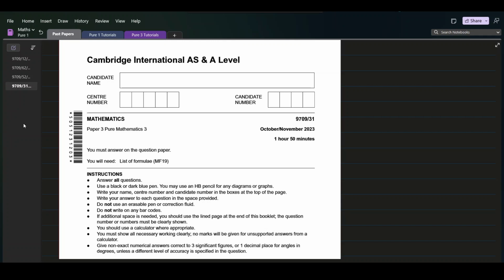In this video, we will solve the October-November 2023 Pure Maths 3 paper.